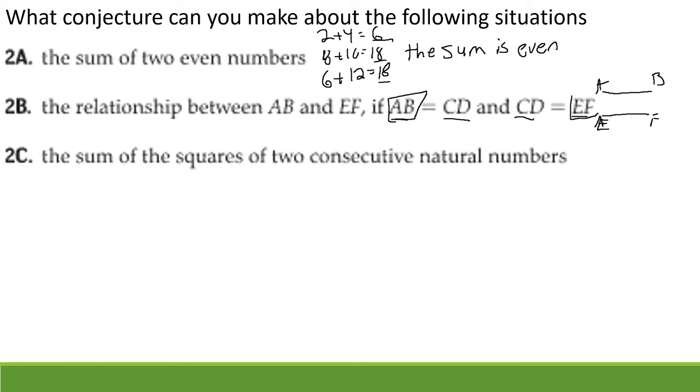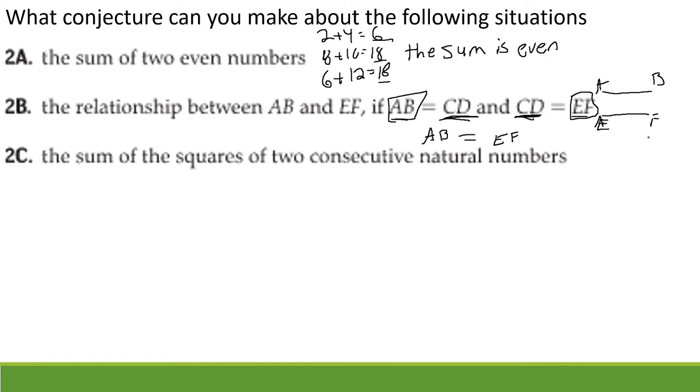If you have two things, AB and EF, and they are equal to the same item, that means those two things, AB and EF, are equal to each other. So AB is equal to EF is the conjecture we can make here. Since they're both equal to the same thing, they both have to be equal to each other. Or basically think about it as swapping out a CD with an AB. Why can't I do that? Well, they're both equal anyway, so taking CD out and putting AB in its place isn't going to make a big difference.